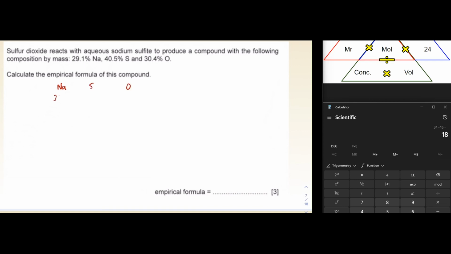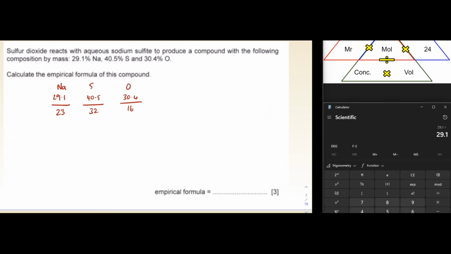We know that we've got 29.1% of sodium, we've got 40.5% of sulfur, and we've got 30.4% of oxygen. Divide that by the relative atomic mass of one atom to get the number of moles. So sulfur is 32 and sodium is 23. So now we need to find how many moles we've got of each. So let's do that.